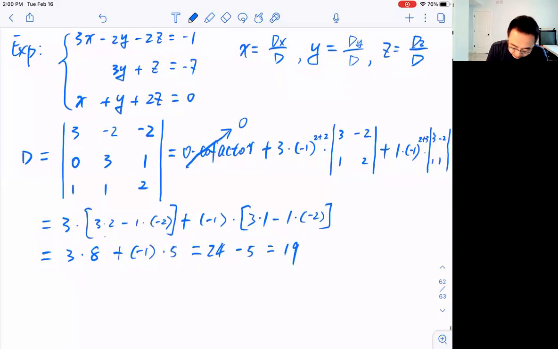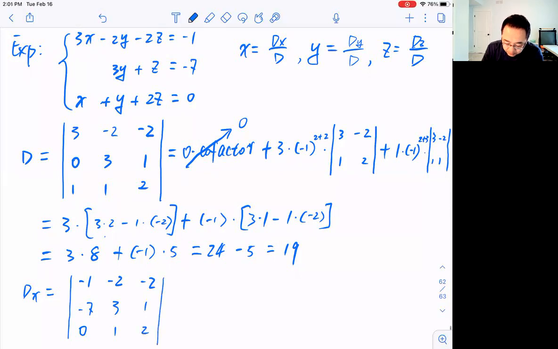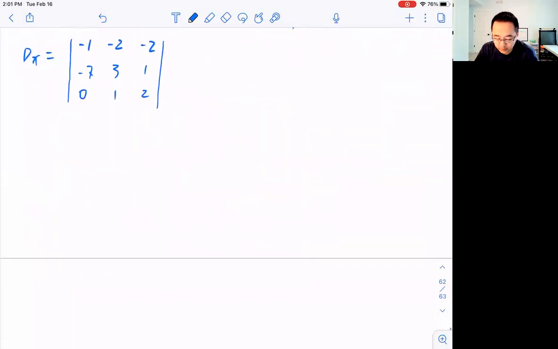Now let's do Dx. Dx is replacing the first column, which is the coefficients of all the x's, with your constants. So instead of 3, 0, and 1, we have -1, -7, and 0. And then the rest are the same. So we're trying to find the determinant of this matrix. Again, you can choose the first column or the third row to utilize that 0. I'm going to use the third row here.